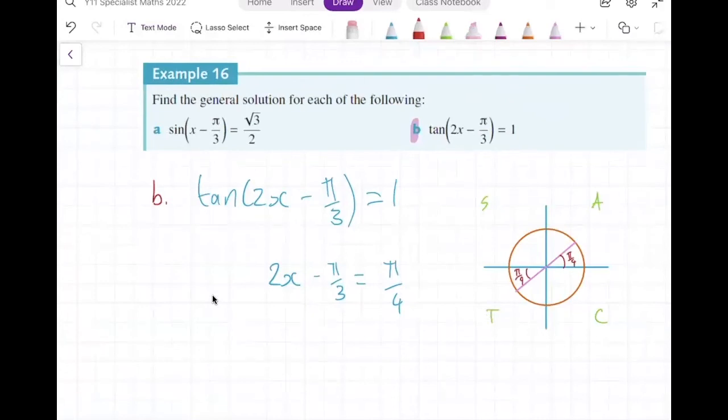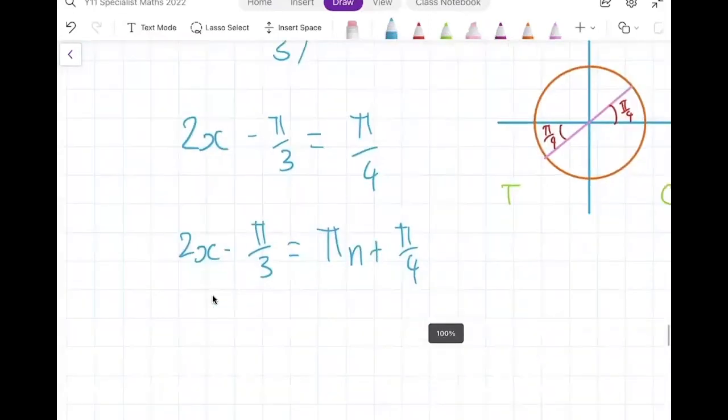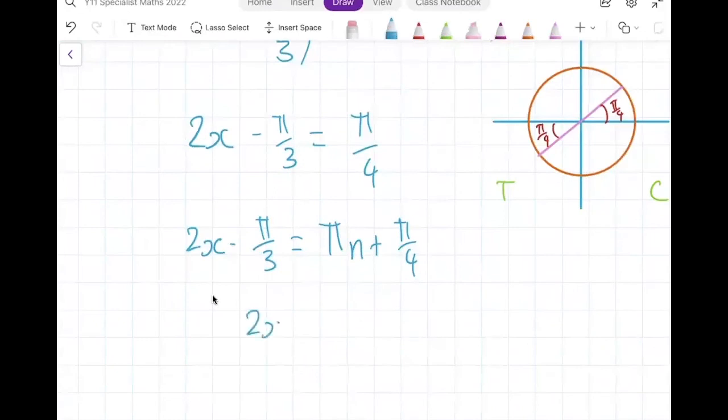Now that I've got this relationship going on, I've actually done a question like this. So I know for my general solution, it's going to look like this: pi n plus pi on 4. And again, if n's 0, I have my first one. If n's 1, I keep going around my circle to get all of my solutions. However, this time around, I don't have 3x. I have 2x minus pi on 3. So I'm going to add pi on 3 to both sides. That's going to give 2x equals pi n plus pi on 4 plus pi on 3.